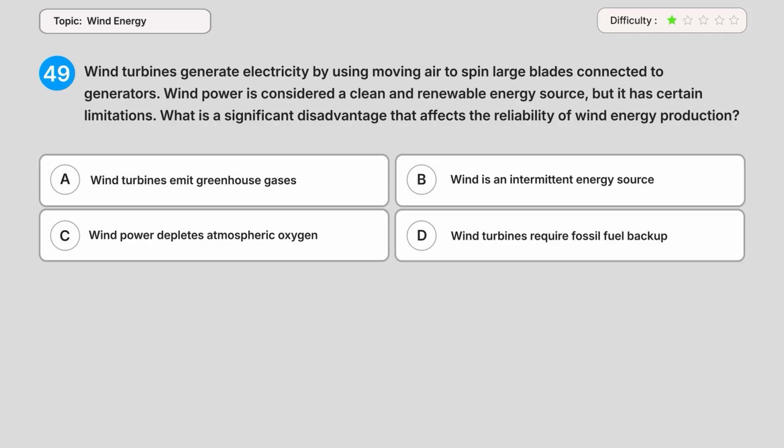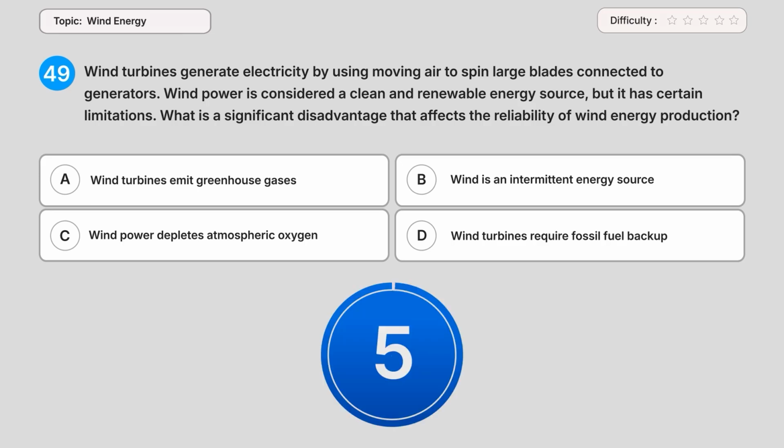A. Wind turbines emit greenhouse gases. B. Wind is an intermittent energy source. C. Wind power depletes atmospheric oxygen. D. Wind turbines require fossil fuel backup. Do you know the answer?